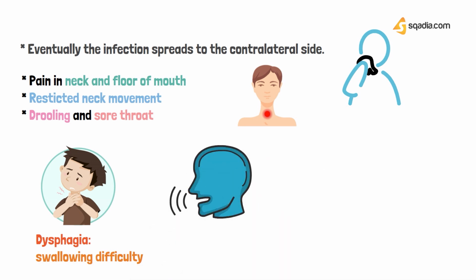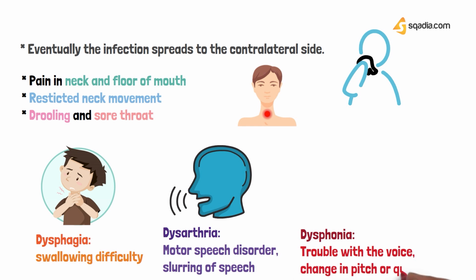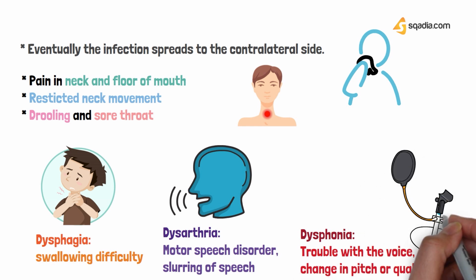Dysarthria. This is a motor speech disorder, or slurring of the speech may occur. And lastly, something which is known as dysphonia may also occur. In this, the patient will have trouble with the voice. Pitch or the quality of the voice may have some changes in it.